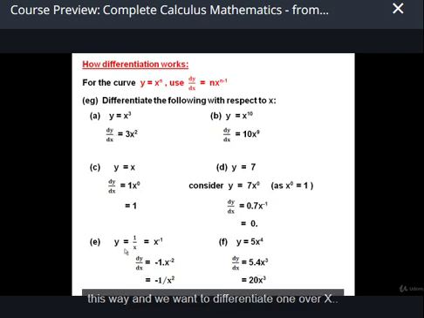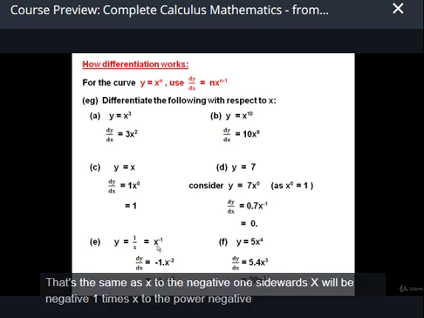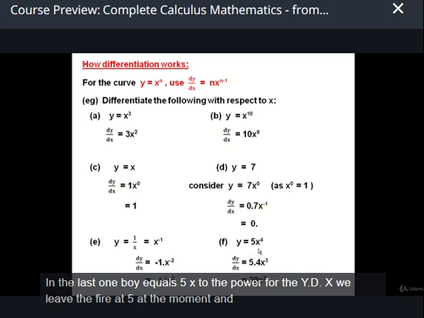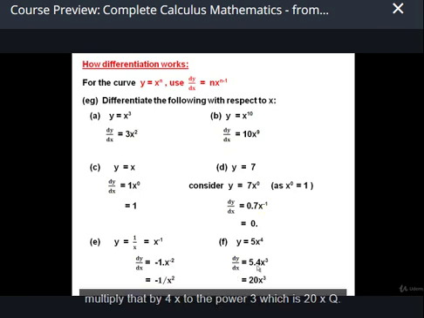This one we want to differentiate 1 over x. Now that's the same as x to the power -1. So dy dx will be -1 times x to the power -2, which is -1 over x squared. In the last one, y equals 5x to the power 4. dy dx, we leave the 5 at the moment, and multiply that by 4x to the power 3, which is 20x cubed.